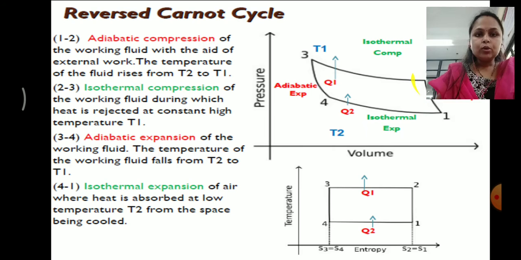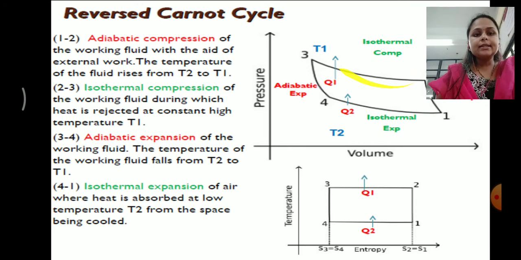From 1 to 2 that is an adiabatic compression process. It shows the working fluid compressed with the aid of external work, means there is external work happening, and because of that the pressure is increased and the temperature is also increased. That's why the temperature changes from T1 to T2.